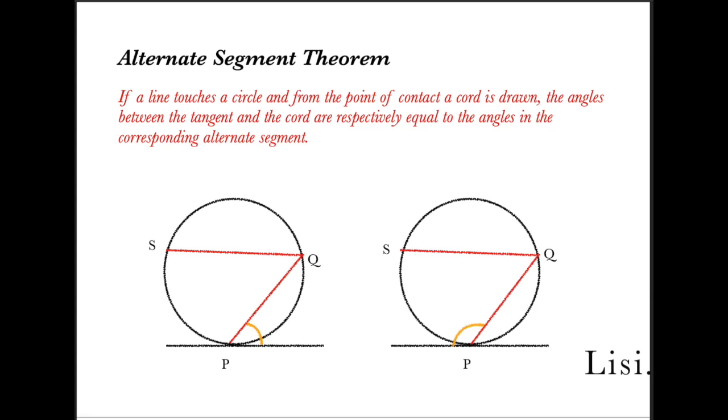And now if I consider the angle this side, that is the angle between the chord and the tangent, this angle will be equal to angle PSQ. If you join the points on the other side, you'll get like this. Angle APQ is equal to angle PTQ.